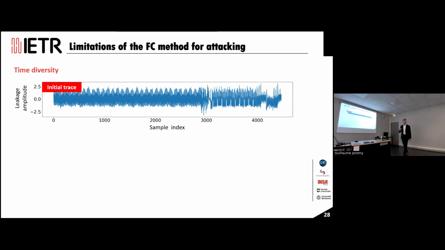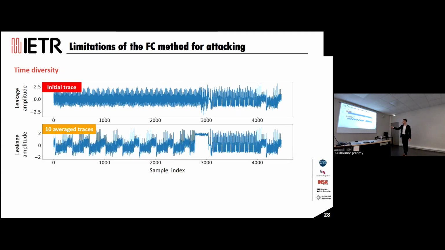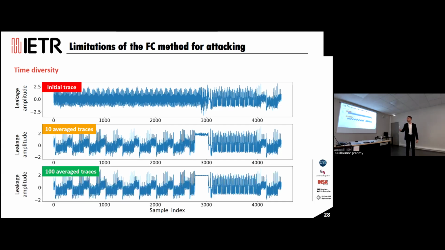The second constraint consists of modifying what we call the time diversity. Time diversity is something that we commonly use in such an attack in order to reduce the impact of the noise. What we do is we have the victim compute the same encryption multiple times with the same input, the same plaintext and the same key, and then we average multiple traces together. For example, here is what we get when we average 10 traces together. So the impact of the noise is reduced. And as we increase the time diversity order, the impact of the noise is reduced.